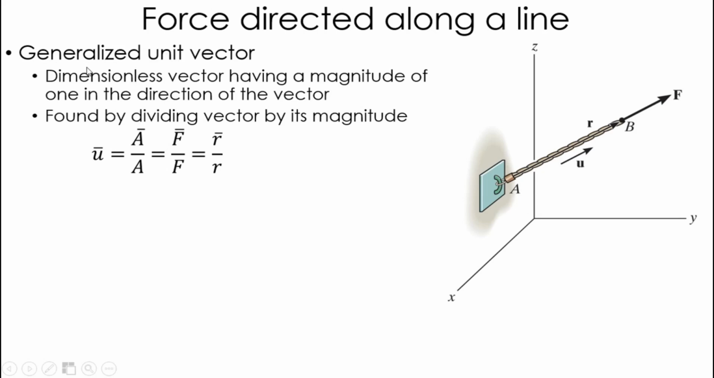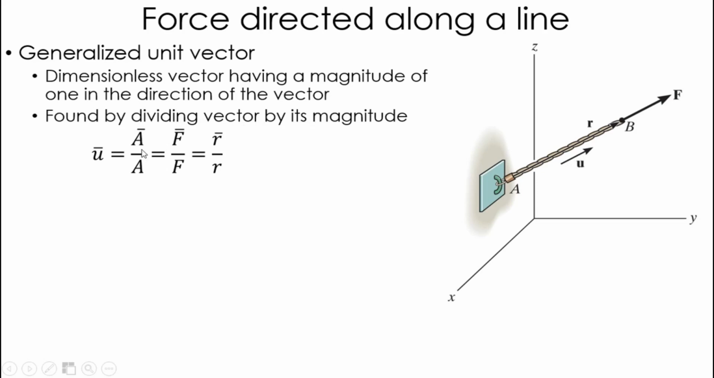A generalized unit vector, not the specific ones, the i, j, k, corresponding to the x, y, z. In general, a unit vector is nothing more than a dimensionless vector having a magnitude of 1 in some direction. So I have this u vector. I can give it a value of 1 and just say it's pointed in the direction of this cable, in the direction of this force, in the direction of this position vector. So all I need to do is figure out how to get that to have a magnitude of 1 in that direction. And I do that simply by dividing any vector by that vector's magnitude.